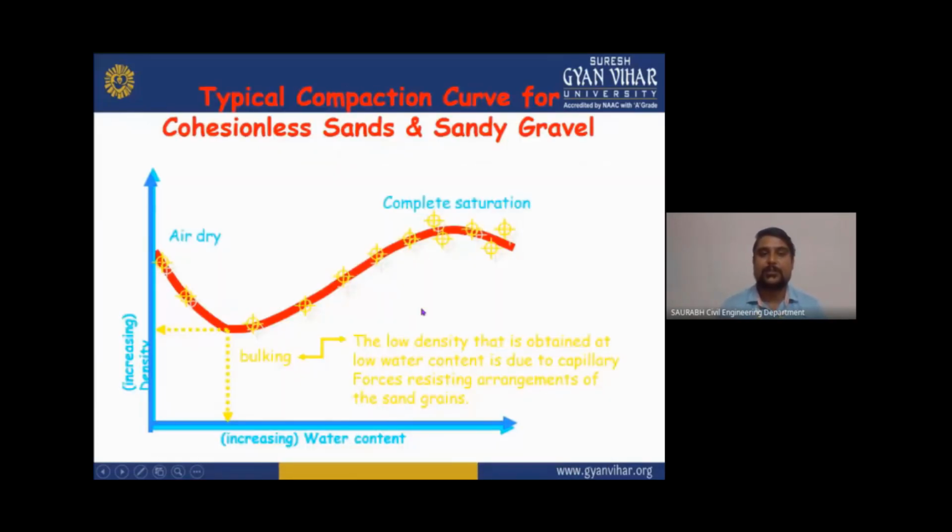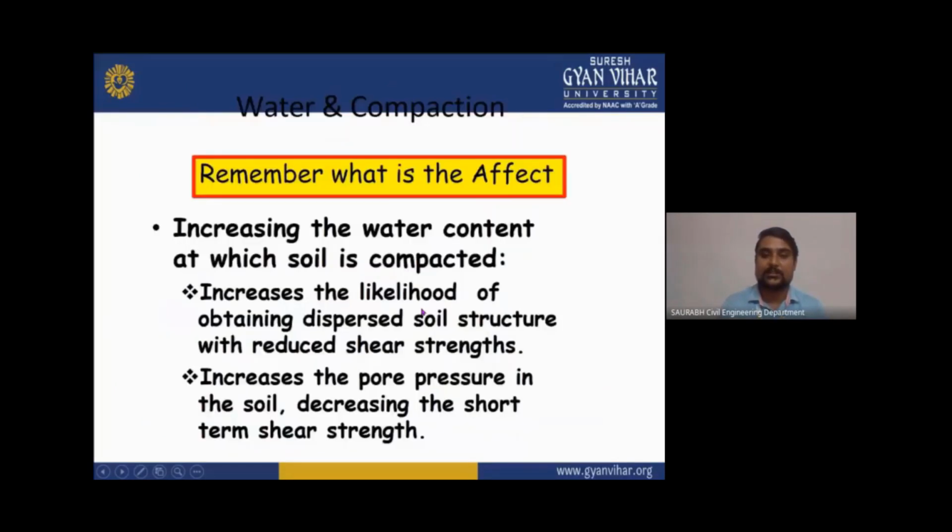Now you can see the typical compaction curve for cohesionless sand and sandy gravel. This is the graph which is showing the bulking capacity of a sand and sandy gravel. The low density that is attainable at low water content is due to the capillary forces resisting rearrangement of the sand grains.